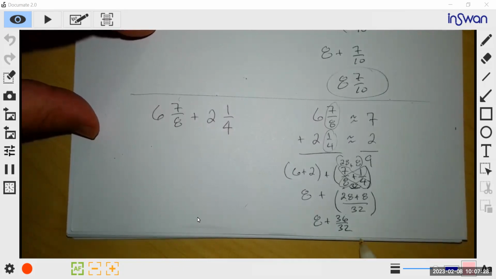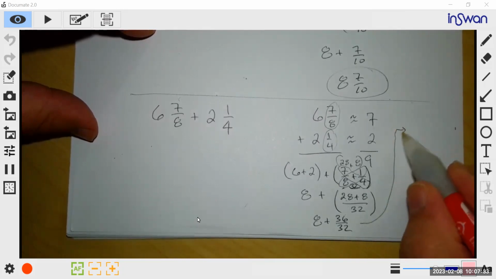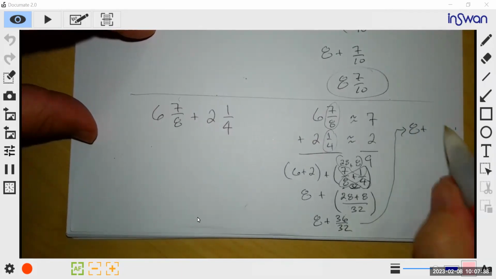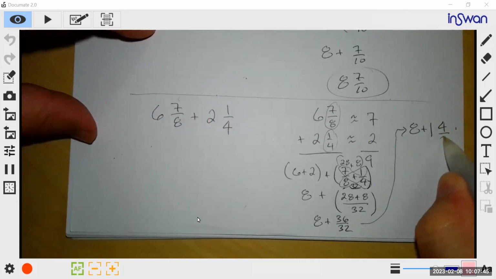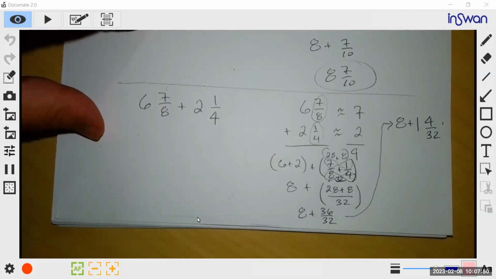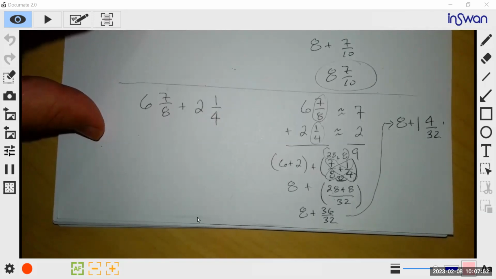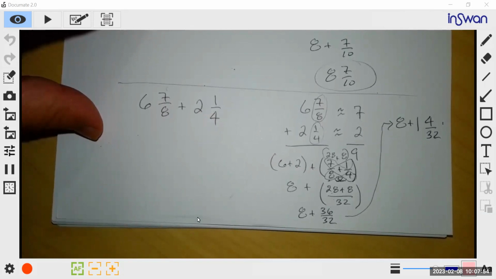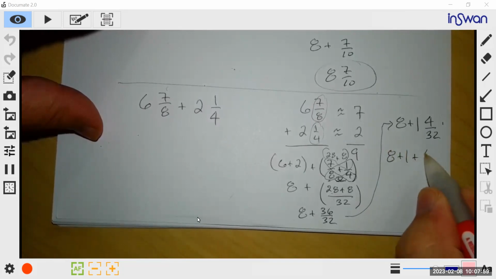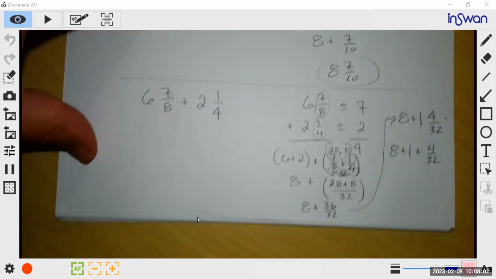What's wrong with 36/32? It's an improper fraction. So we have, how many times is 32 going into 36? One time with how many left over? Is everybody okay with this so far? So we have 8 plus 1 plus 4/32.